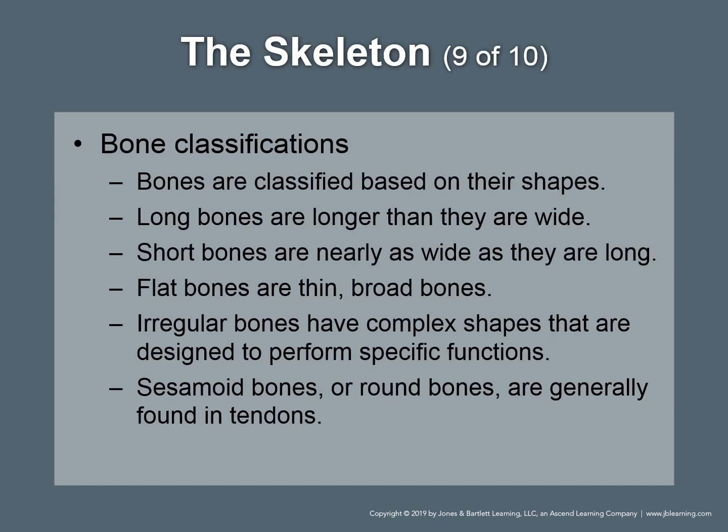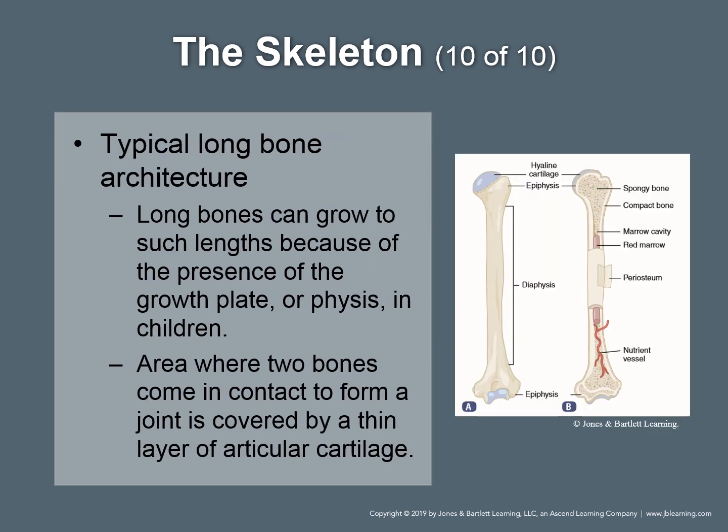Bone classifications, bones are classified by their shape. Long bones, that's your arms, your legs. They're long, they're wide. They mainly function as support objects. Short bones are about as wide as they are flat. So you start looking at like your wrist, your ankles. Those are also known as irregular bones. Flat bones are thin, they're broad. You can kind of see those around your skull. And your sesamoid bones are round. You see those kind of where your tendons are, usually in your ankles and your wrist.